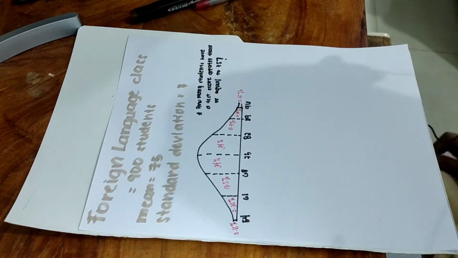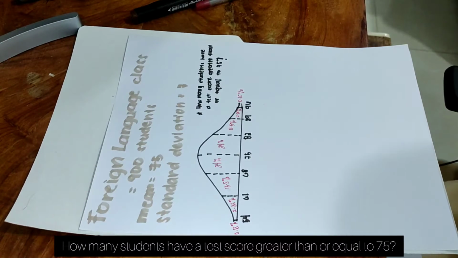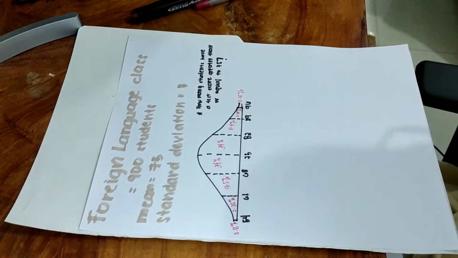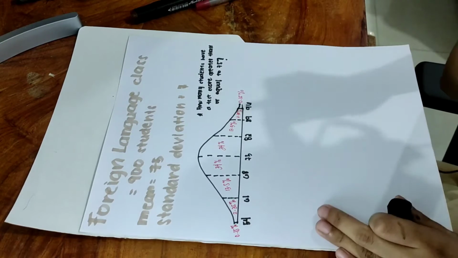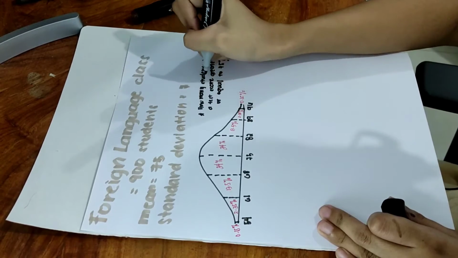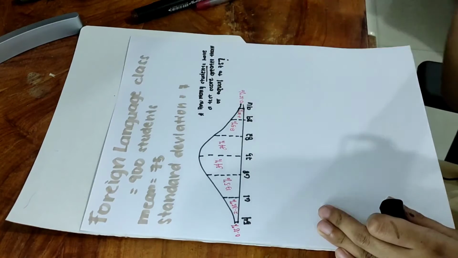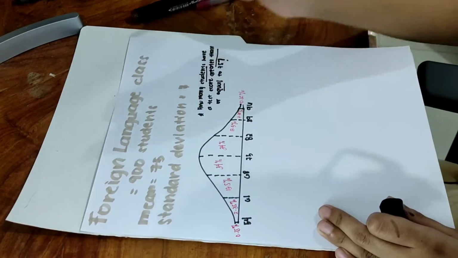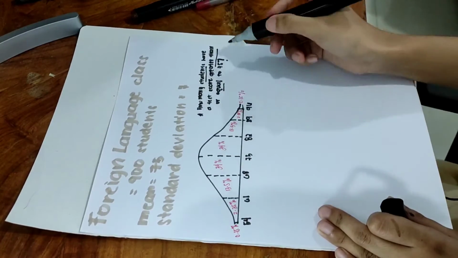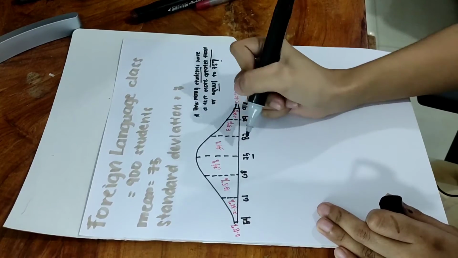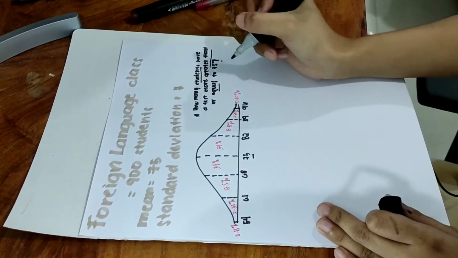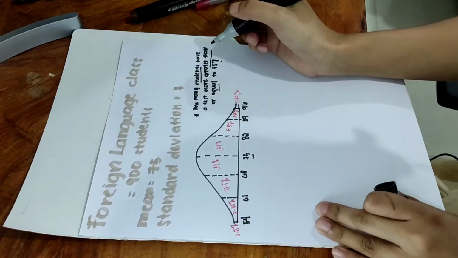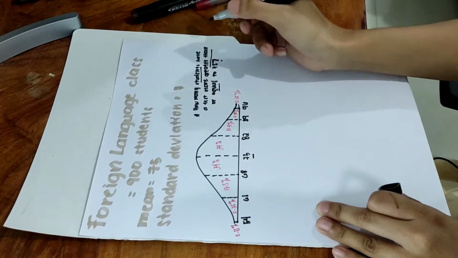So, ayun, nasa example number 4 na tayo and ang question ay, how many students have a test score greater than or equal to 75? Katulad ng example number 3, hinahanap pa rin ay students, hindi percentage. Pero, ito naman ay greater than or equal. So, ano nga ba yung greater than or equal? So, 75, since equal sa 75, and pataas. So, greater than or equal 75. Ito ang kukunin.